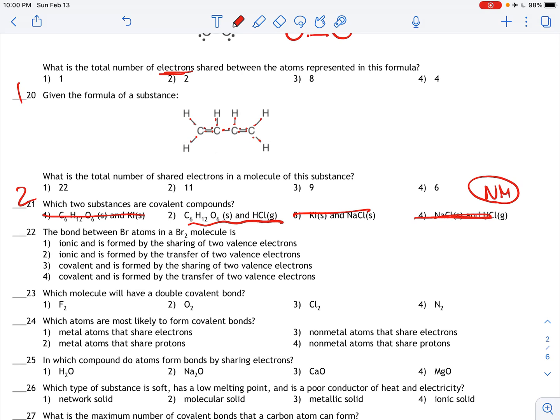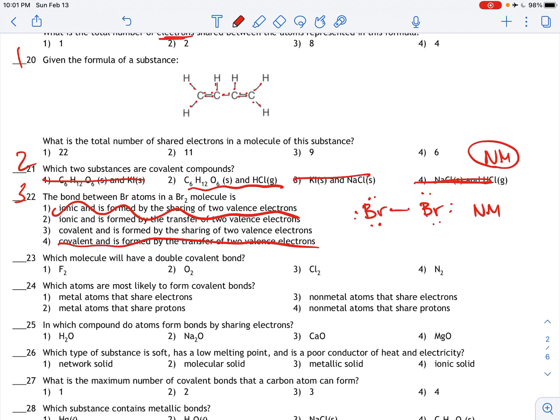The bond between Br atoms in Br2. So here's Br2. 1, 2, 3, 4, 5. Normally it would be like this, but of course if we're going to be doing a bond here, we're just going to flip that over, and then there'd be a singleton here. 1, 2, 3, 4, 5, 6, 7, and it would be shared. Bromine is a nonmetal, so they're going to be shared, and that is a definition of covalent. Covalent, which will have a double bond. This is just something that we need to remember.